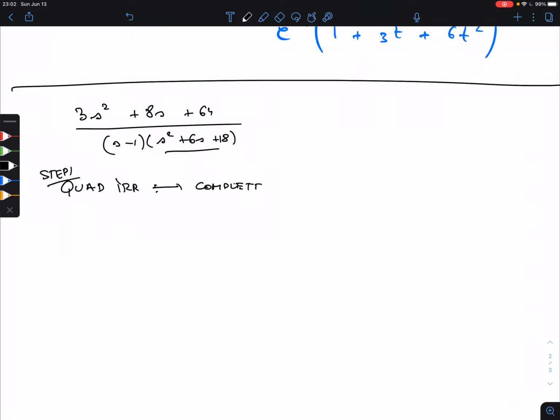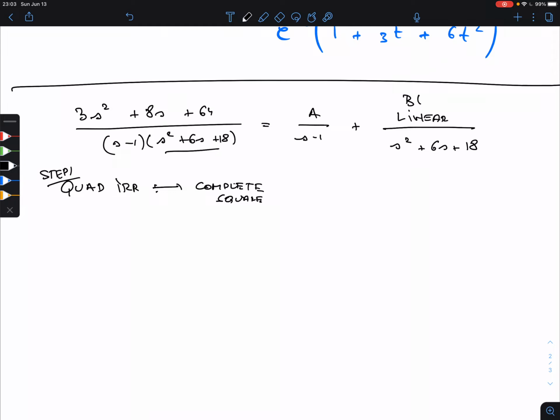And this is something we need to do now, not later, because we need to know how we center this thing. We know that this is going to be of the following form: A over s minus 1 plus, and in the second fraction we'll have this in the denominator, and on top we will have a linear polynomial.